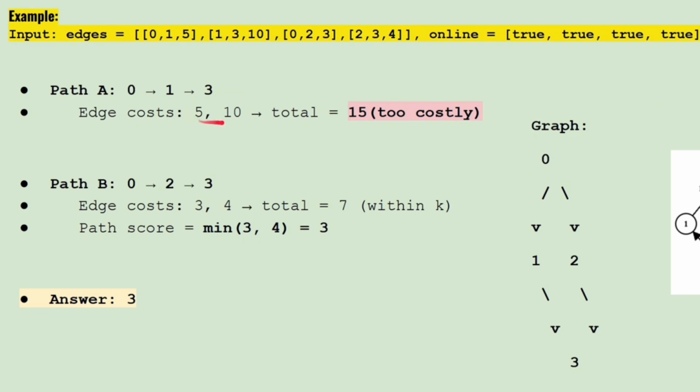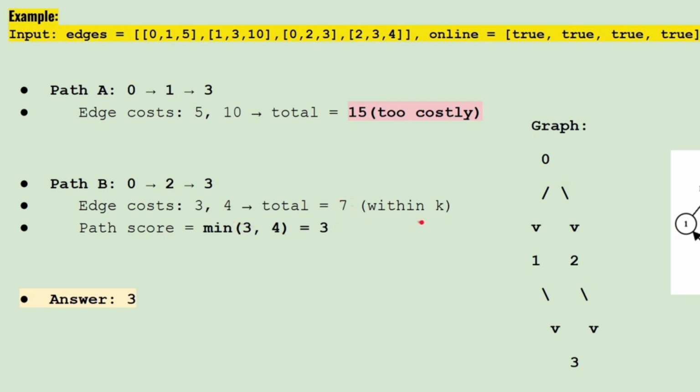But if you see, the edge costs are 5 and 10, and if we do the total, it comes to 15, which is not less than or equal to 10. In that case it is too costly, so we'll say it is an invalid path. Then we'll go with this other path and do the same thing. The edge costs are 3 and 4. If you do the sum, we get a total of 7.